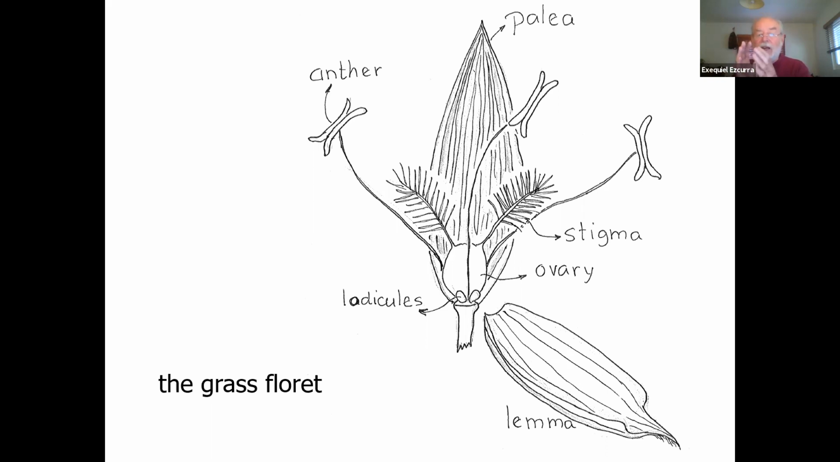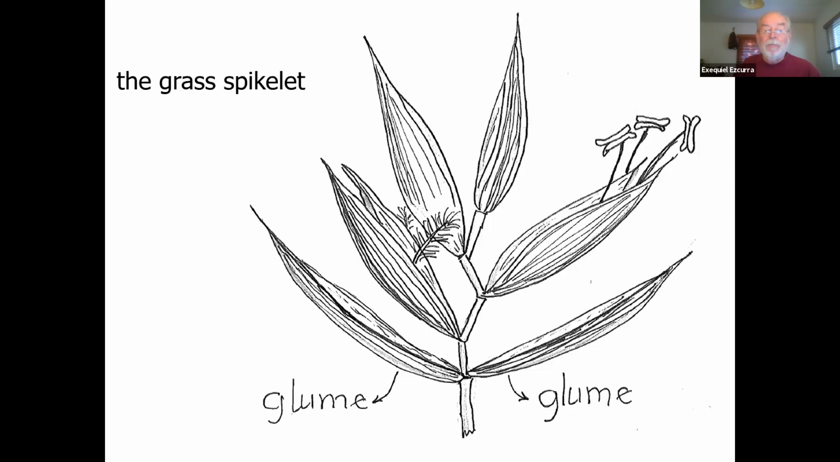So the grass floret, the basic flower of the grass, is formed by 2 bracts, the lemma and the palea, and then inside it has an ovary and 3 stamens, and the ovary has 2 plumose styles and stigma. But that's not the whole story.